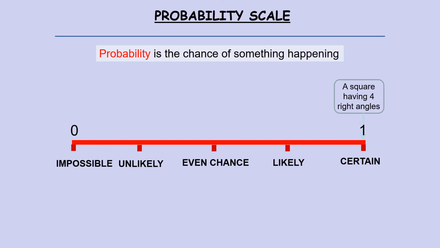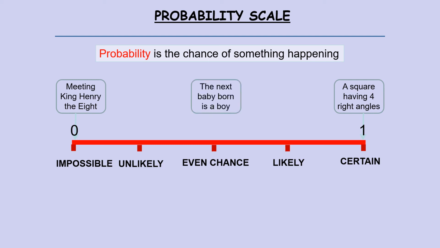A square has 4 right angles, so the probability of a square having 4 right angles is certain because 4 right angles is what makes a square, or is part of what makes a square. But meeting King Henry VIII is impossible. There's 0 chances of it happening because he's dead. The chances of the next baby being born a boy has got an even chance. The chances that I will win the lottery tomorrow is unlikely. Even if I buy a ticket, it's unlikely, but it's not impossible if I buy one.